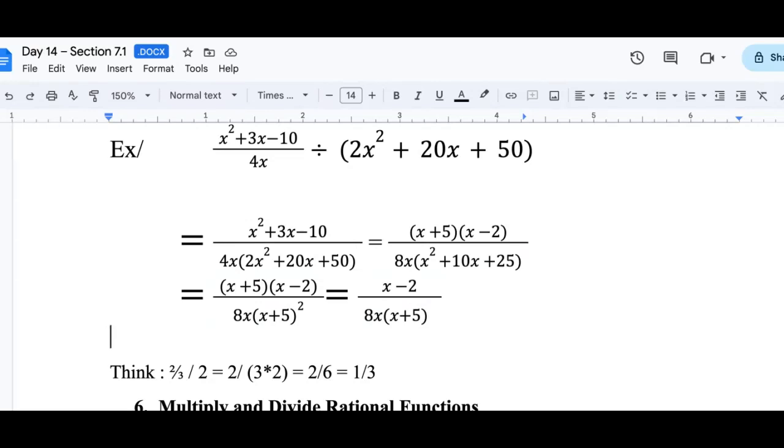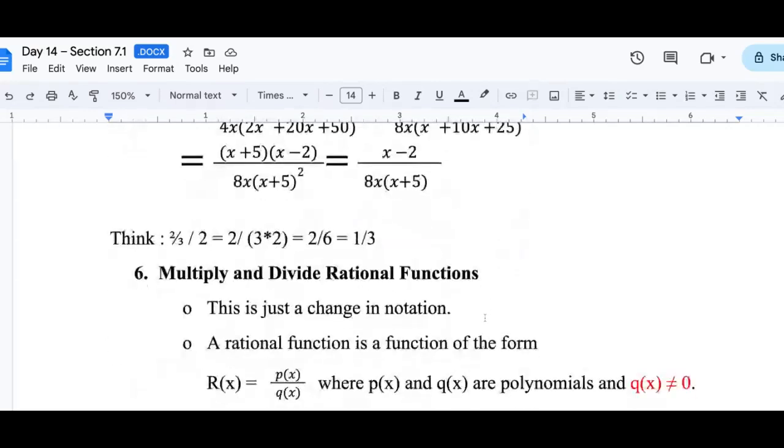If we want to put it vertically, this one will be 3 layers of division. Like this, you have 2/3 divided by 2. In the end, it's just 1/3. All right. If you're not good with this process, try a couple of times.